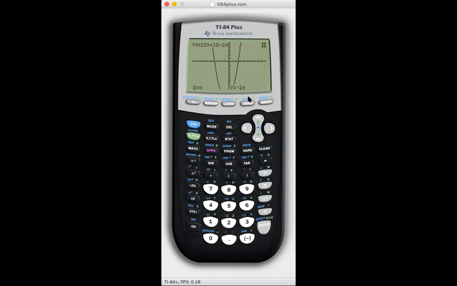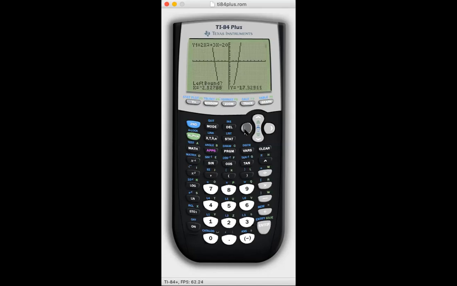So what you're going to do is click second, trace, and then we're going to say find the zero. So the zero is where the parabola crosses the x-axis. There are two zeros, so I'm going to have to find each one by itself. So left bound is the first question. It's saying what is the bound on the left that encloses the first zero that you want to find? So let's say I'm trying to find the one on the left.